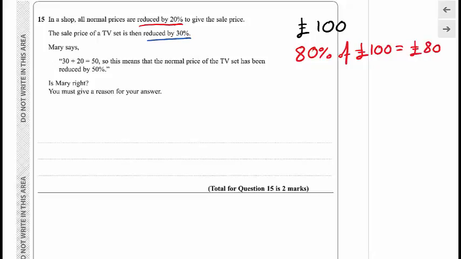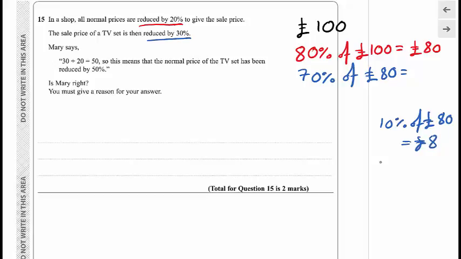I'm then told that that sale price, my £80, is reduced by a further 30%. If it's reduced by a further 30%, are you happy that what I'm left with is just 70% of that price? So 70% of my £80. What's 70% of 80? Well, 10% of £80 is £8, so I know that 70% is just going to be 7 times that £8, which of course is £56 if you know your times tables. So my final price is £56.